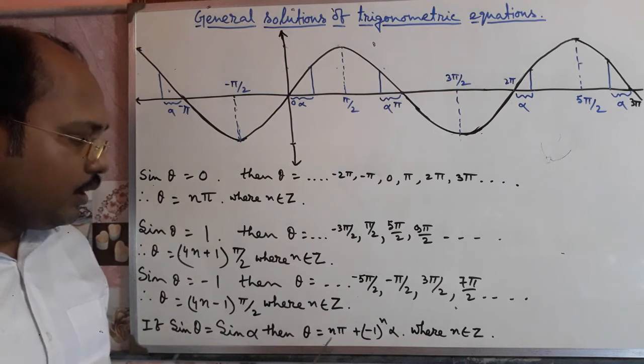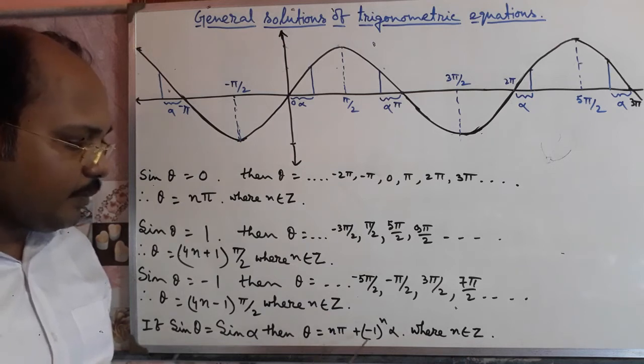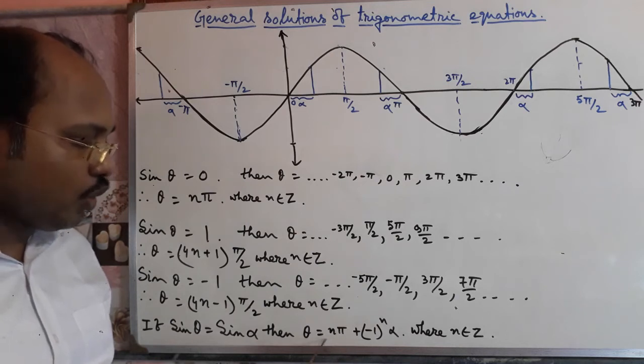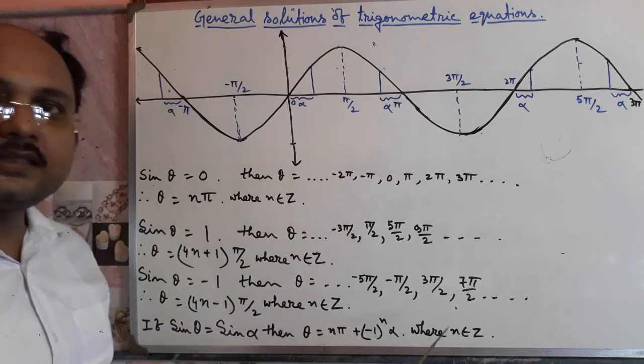Why? If n is an even number, then (minus 1) to the power even will be plus, and if n is an odd number, then (minus 1) to the power odd will be minus.